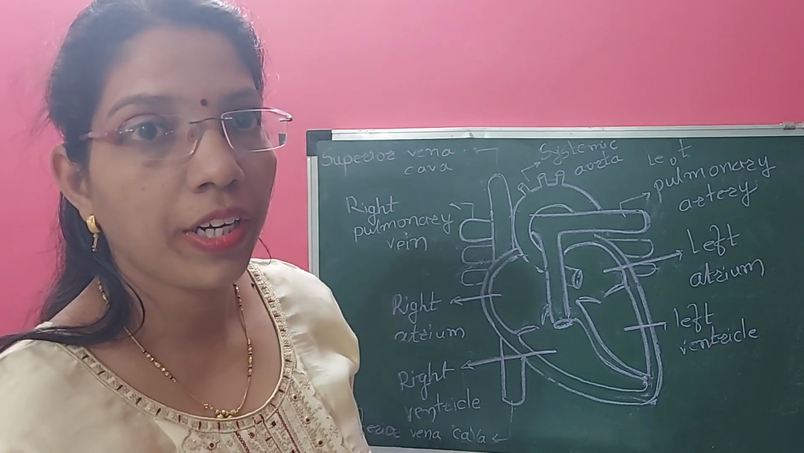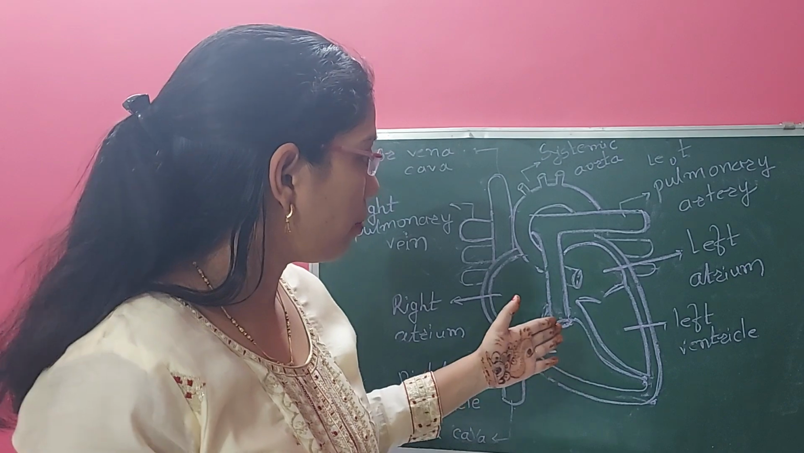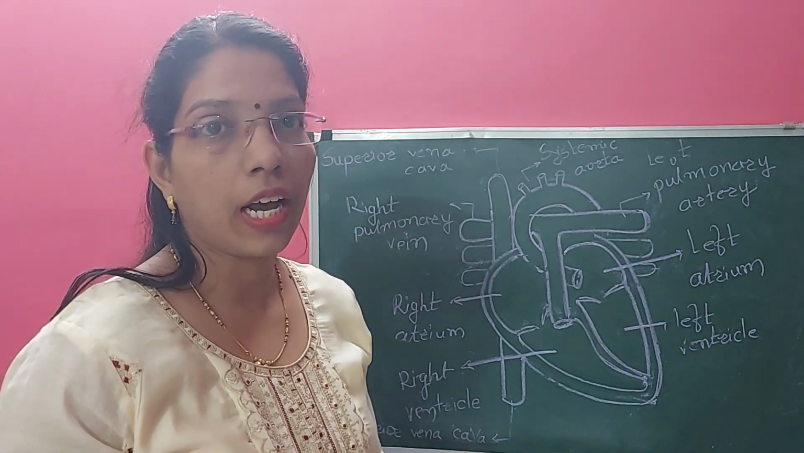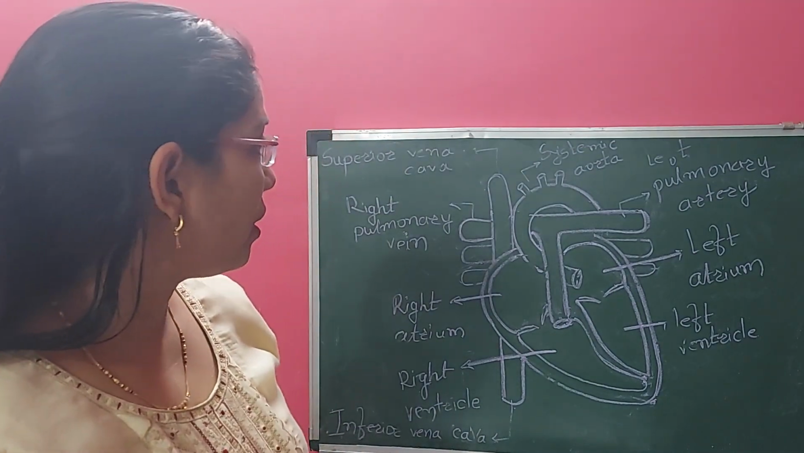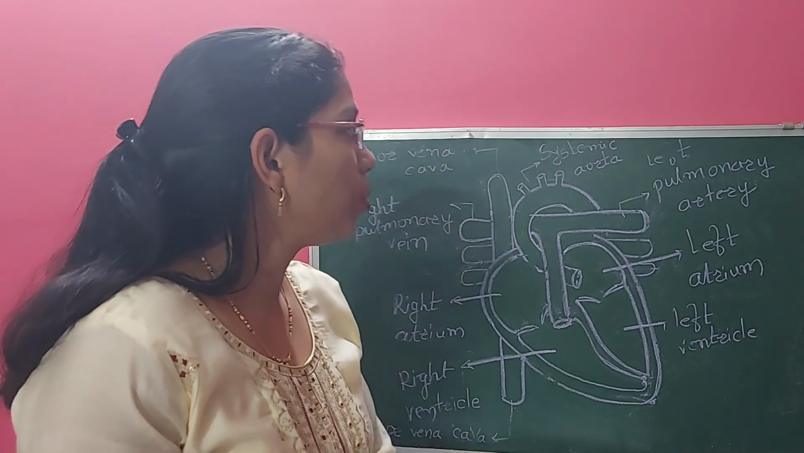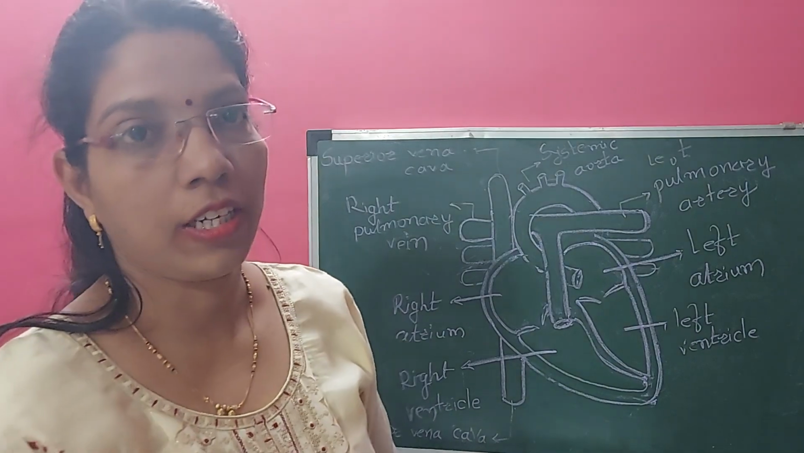So to prevent the backflow of the blood, walls are present between the two chambers or the opening of the artery and vein. So this is about the heart. So for namings you can write the inferior vena cava, superior vena cava. So this is all about the heart in this standard only.